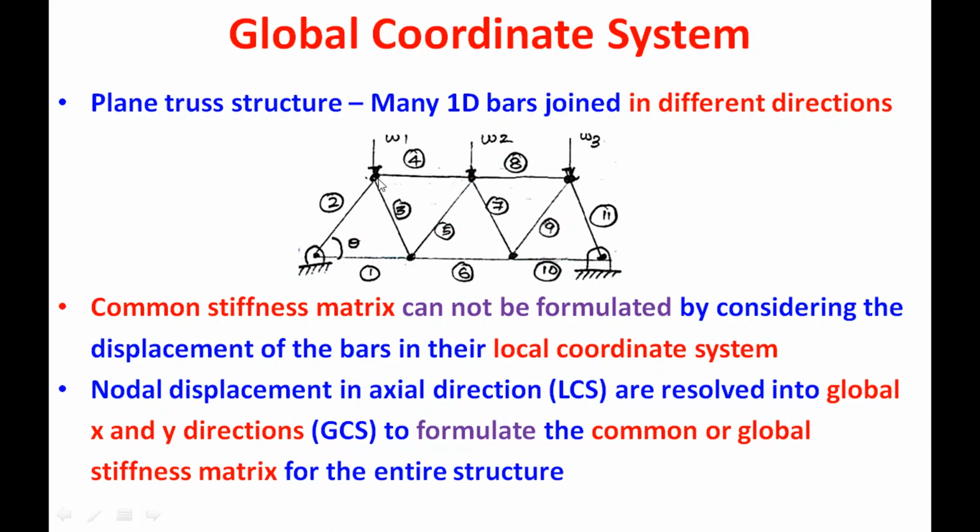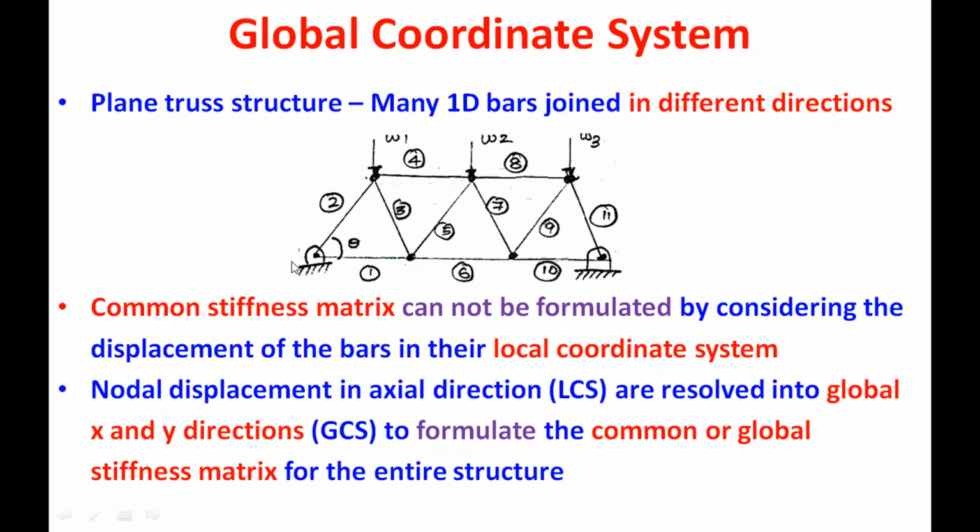Each element has a different orientation. 1 is a horizontal member, 2 is an inclined member, again 3 has another inclination, 4 is again a horizontal member, like this. There are many elements available in this simple truss. So if you want to do, say, a structural analysis, then for each element we have to derive an element characteristic equation. Then to do the structural analysis, we will assemble all these element characteristic equations to get the global characteristic equation.